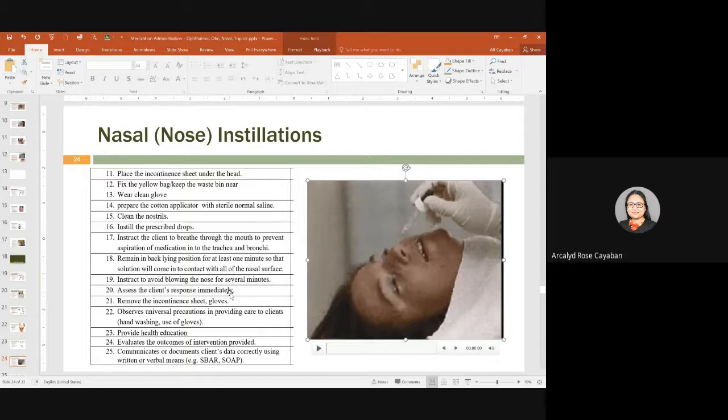As form of evaluation, we have to assess the client's response immediately after dropping the medication. Why? Patient could be at risk for aspiration. Once you're done with the procedure or the instillation of medication, now we can remove the incontinence sheet and gloves. Of course, you have to observe universal precaution, help educate the patient, document, and evaluate the procedure.